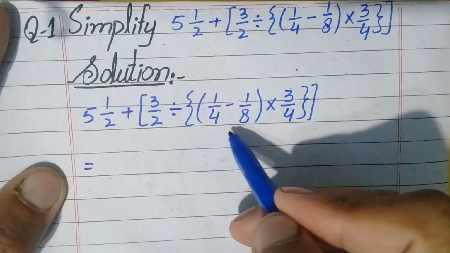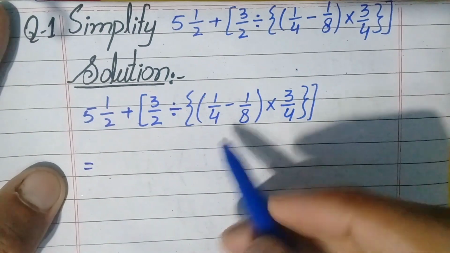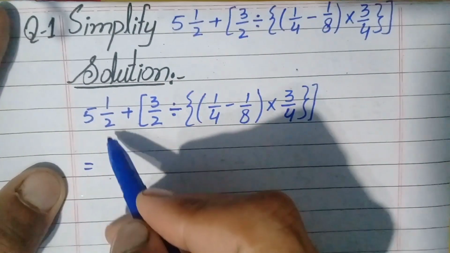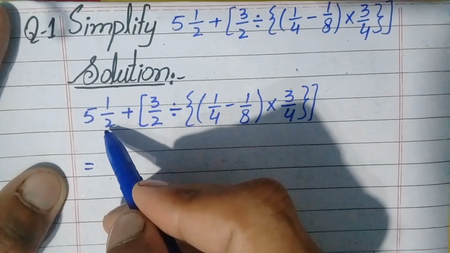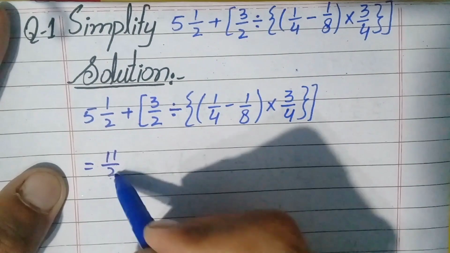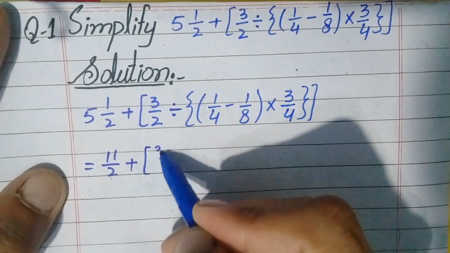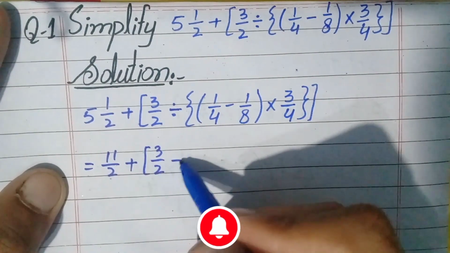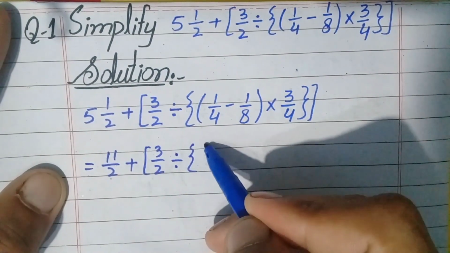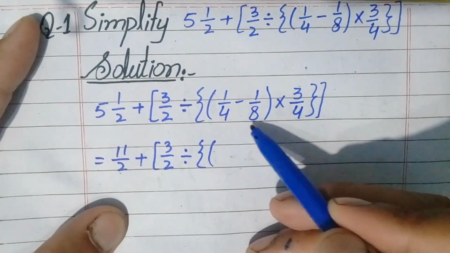Inside the parentheses there is a subtraction of these two numbers, so we will do the subtraction here. First we will change this mixed fraction into an improper fraction. 5 times 2 is 10, 10 plus 1 is 11. So, 11 by 2 plus square brackets open, 3 by 2 divided by braces open, parenthesis open. First of all we will simplify the parentheses.